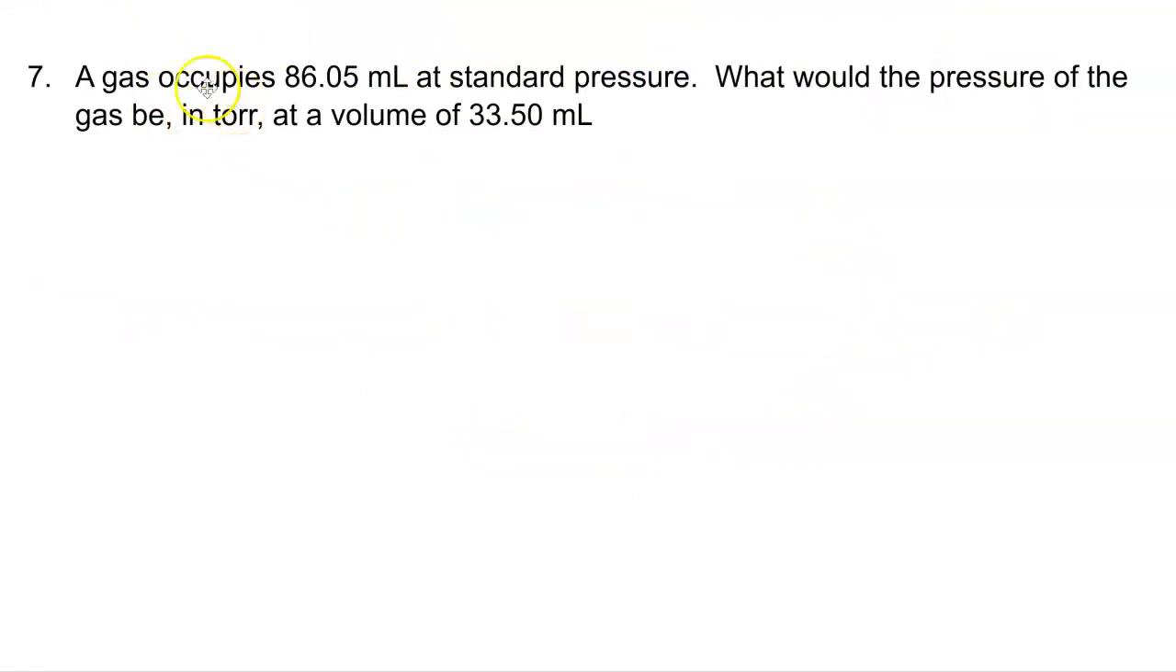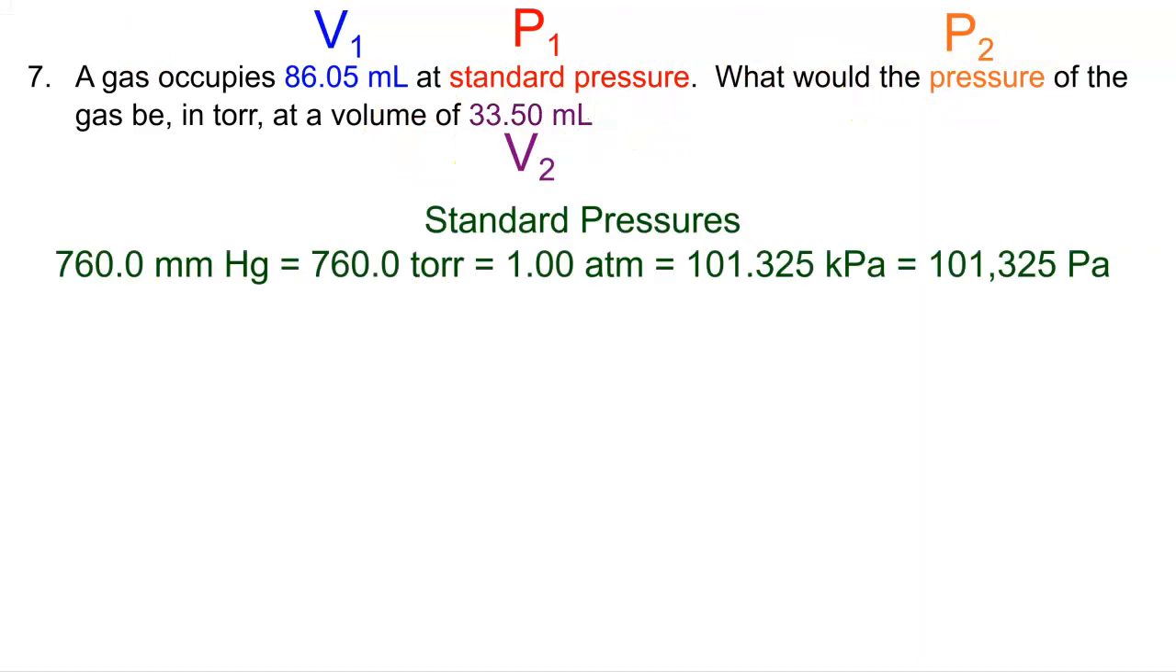In question 7, we have labeling to do here, just like we've been doing. So take a moment, pause the video, and label your pieces, and let's see what we have. You should have had this as a volume because of milliliters. Standard pressure, again, remember standard pressure means I'm giving you a value without actually physically giving you a numeric number in the problem. Then I'm going to say, what would the pressure be? So we're solving for pressure this time at this volume.